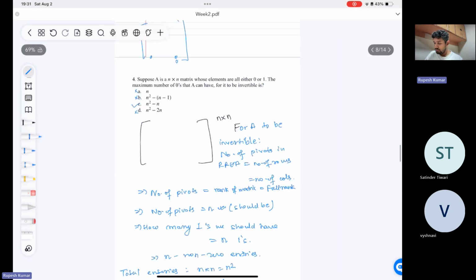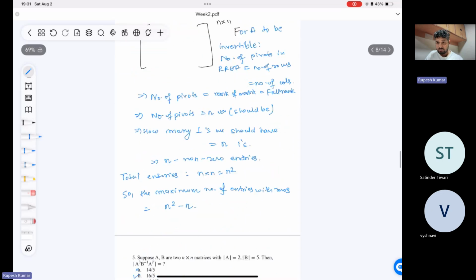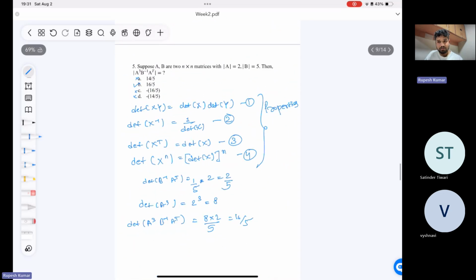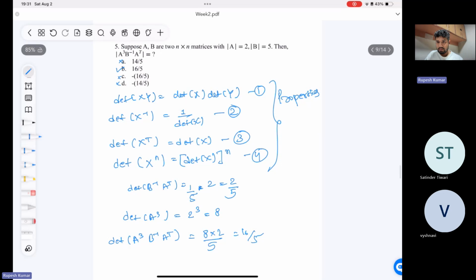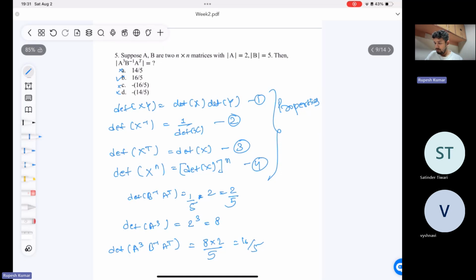Vaishnavi, I will get back to question number 4 again. Question number 5: Vaishnavi, I will ask you to solve it. How can you solve this problem?